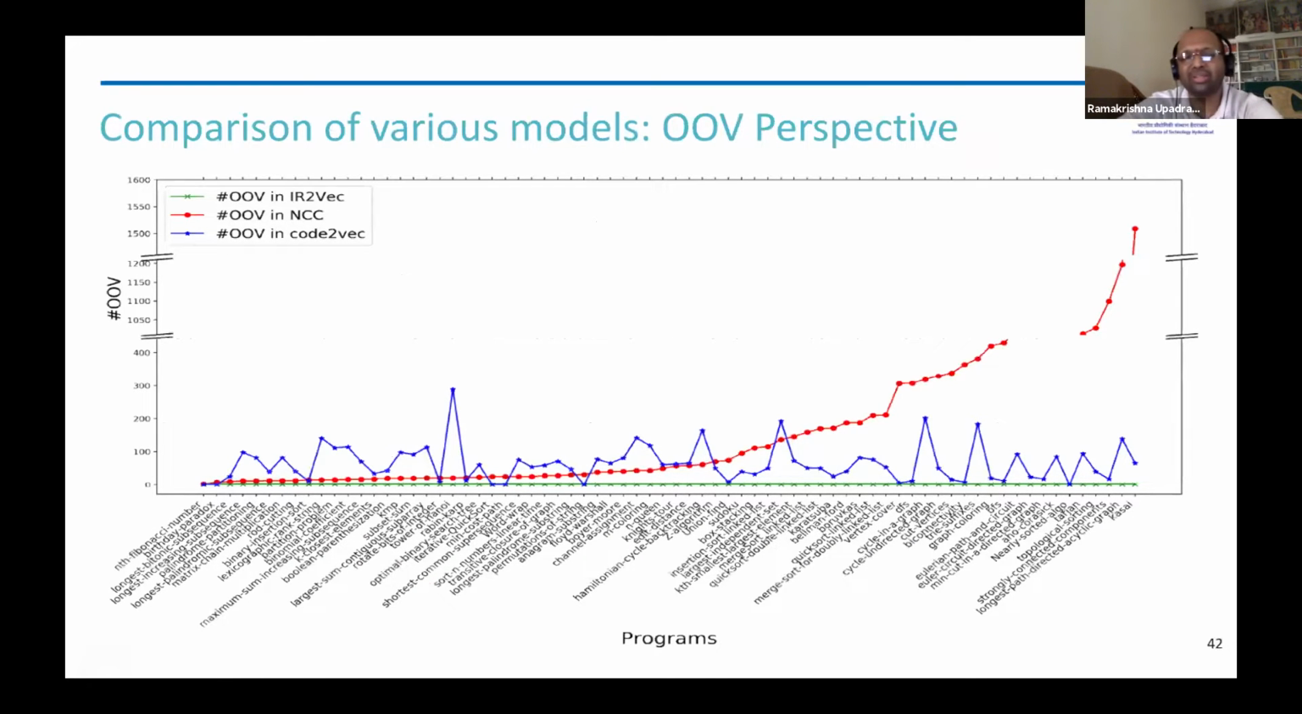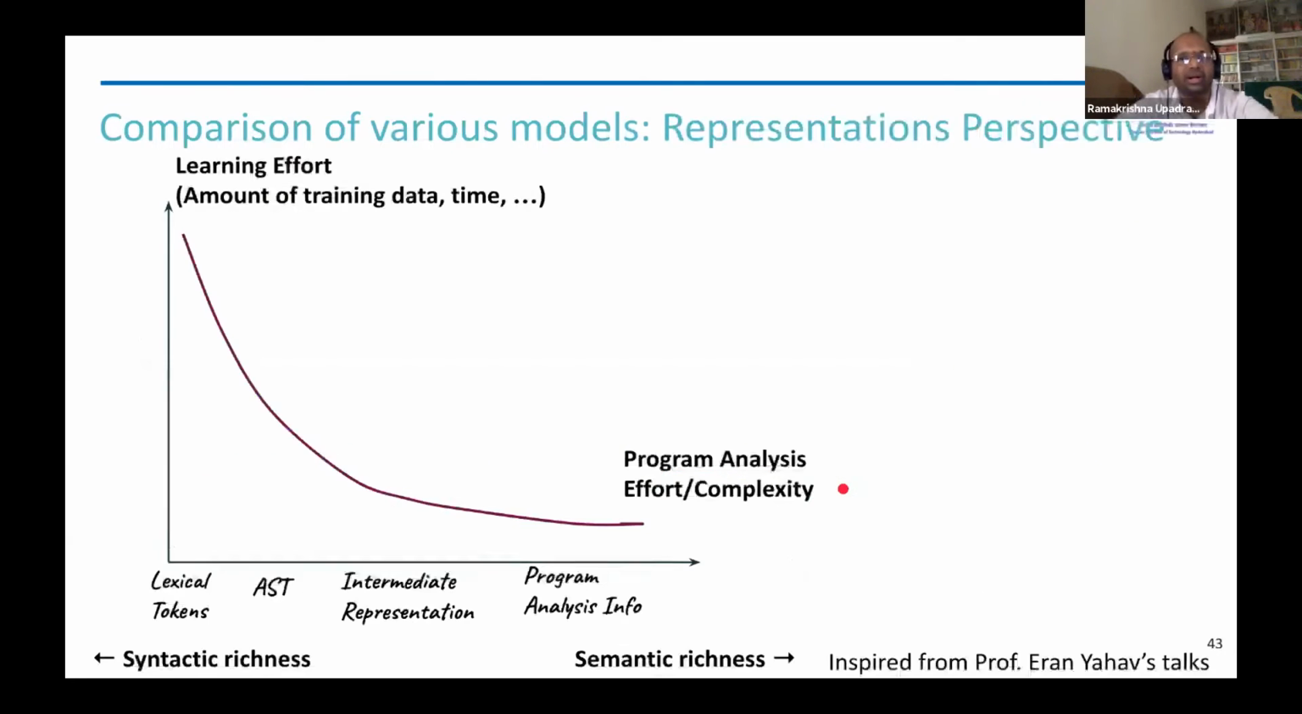Just one facet of this comparison is, for example, out of vocabulary. At the beginning of the talk, we said that out of vocabulary could be a problem. For example, NCC. This is one of the many metrics; we'll see more metrics in the next slide. Code2vec, though it's successful, has characteristics that could be further improved regarding out of vocabulary. NCC, neural code comprehension, has these out of vocabulary characteristics. And then our IR2Vec has no out of vocabulary.